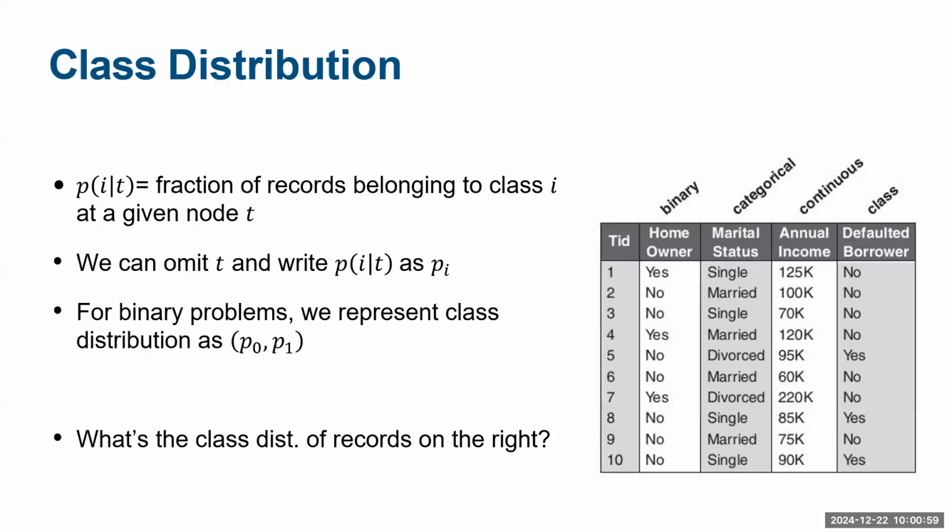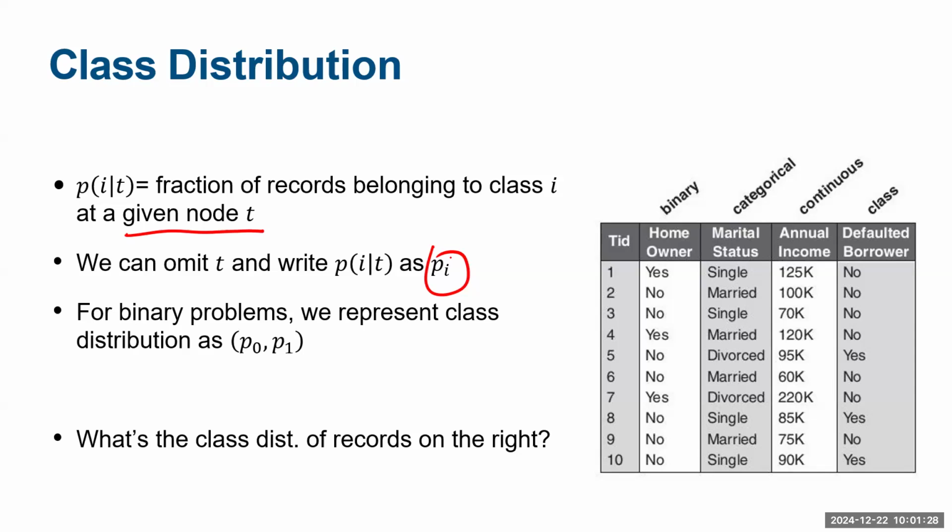So let's start with some notation. When we talk about class distribution, basically we just look at the ratio for each class. For example, at a node T, Pi is the probability of the data being in class i.